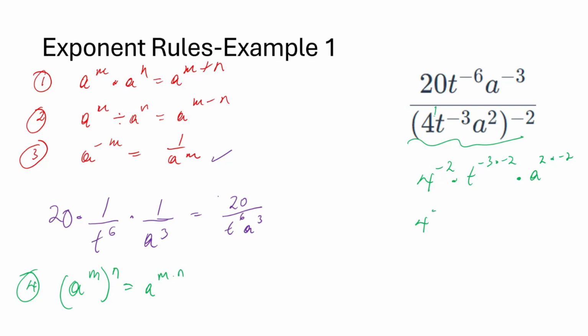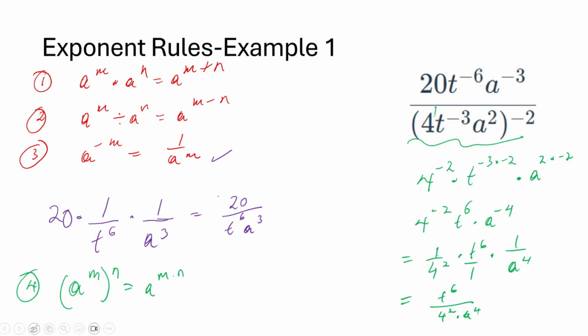We're going to get 4 to the negative 2, t to the negative 2 times negative 3, which is 6, times a to the negative 4. So this works out to be 1 over 4 to the 2 times t to the 6 times 1 over a to the 4. Working out all of these now, this is simply t to the 6 over 4 squared times a to the 4.